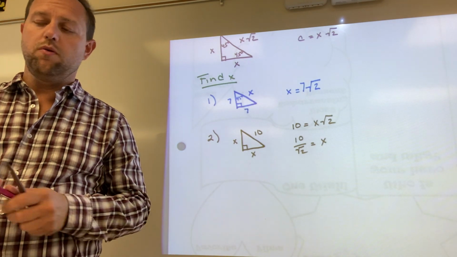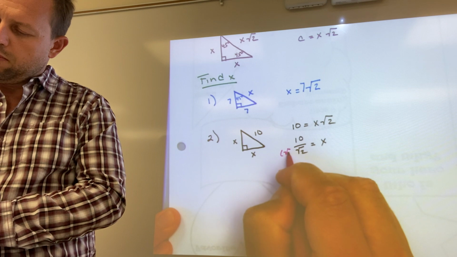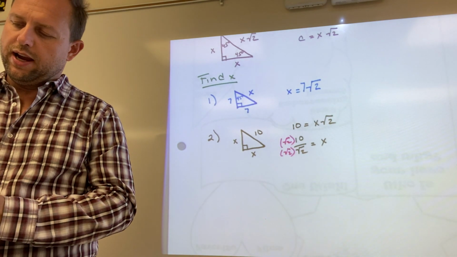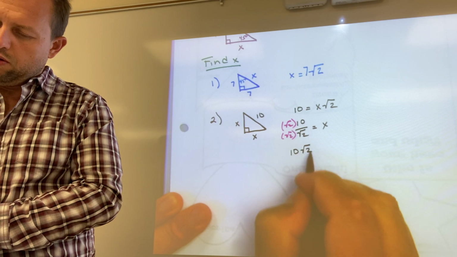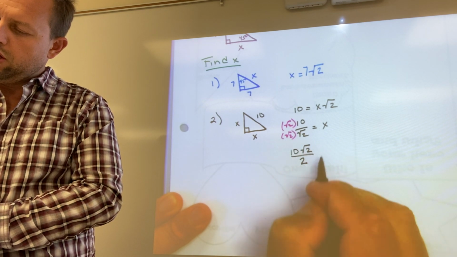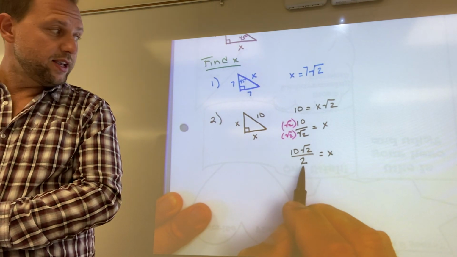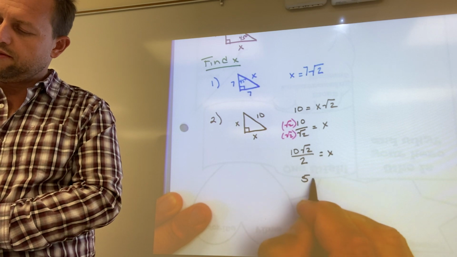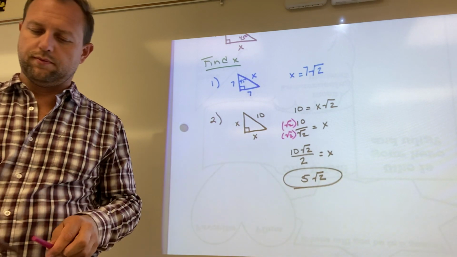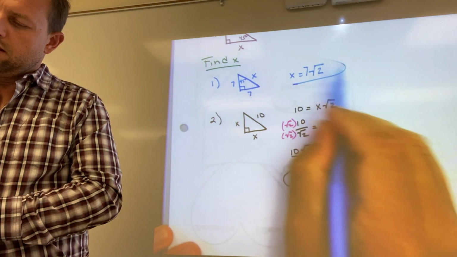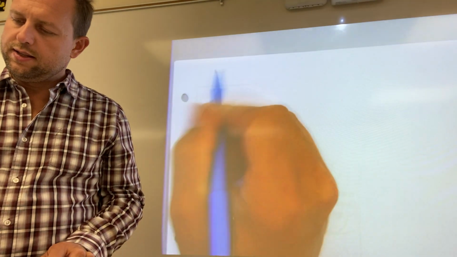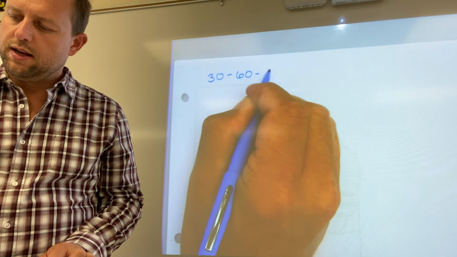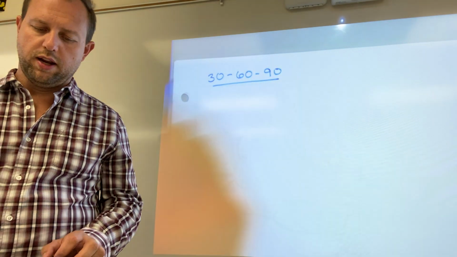But we know we can't leave it that way. We have to rationalize the denominator. So we're going to multiply top and bottom by root 2. So we get 10 root 2 over root 2 times root 2 is 2 equals x. And when we simplify that, 10 divided by 2 is 5 root 2. So that's the 45, 45, 90 special triangle. The other special triangle we have is a 30, 60, 90 right triangle.